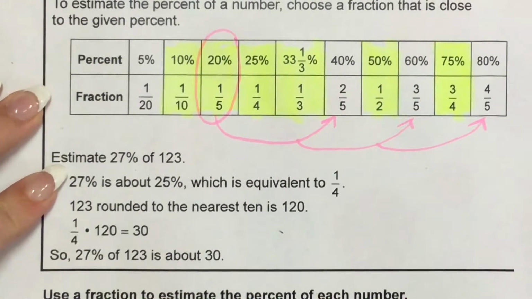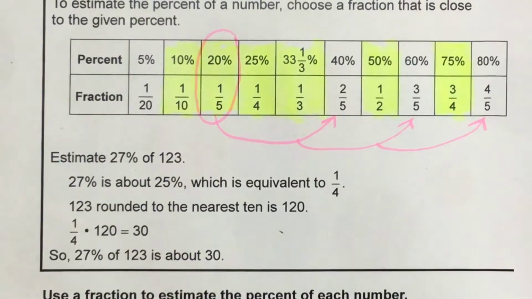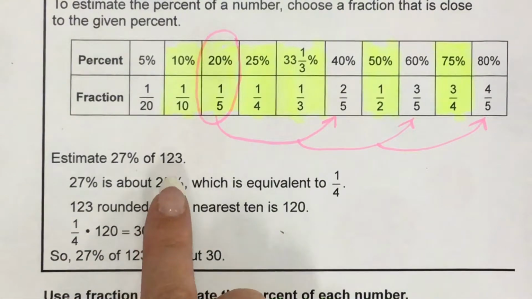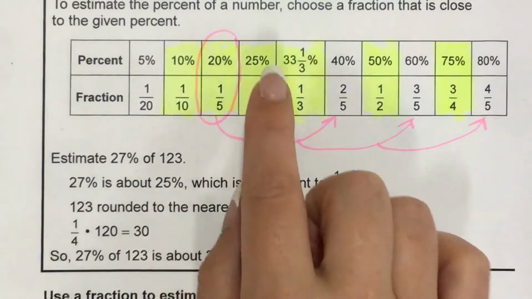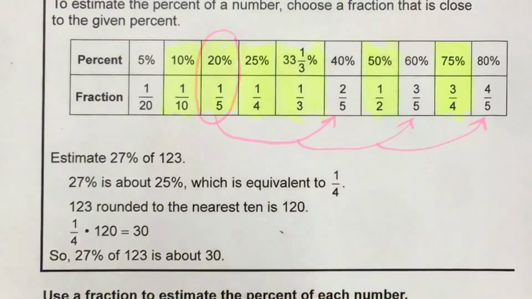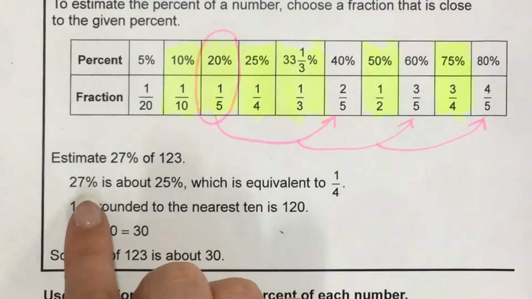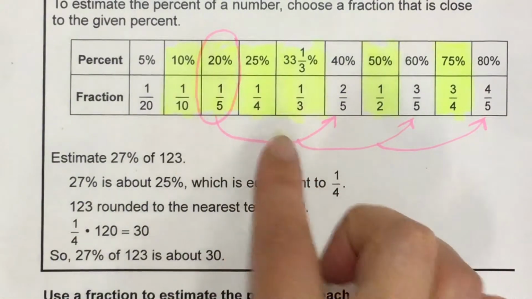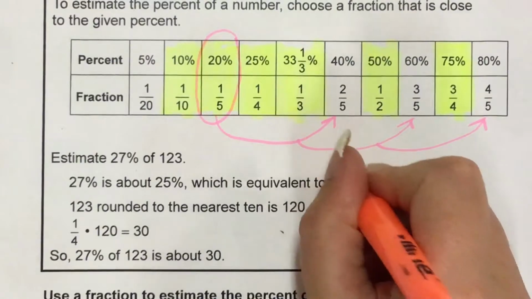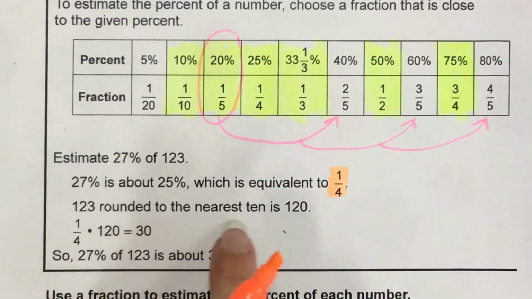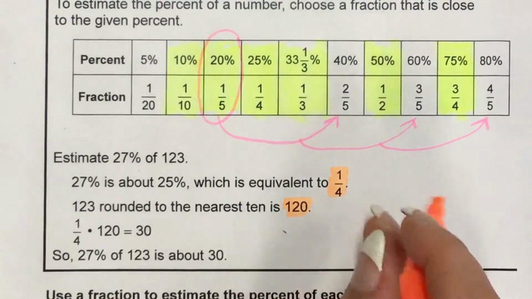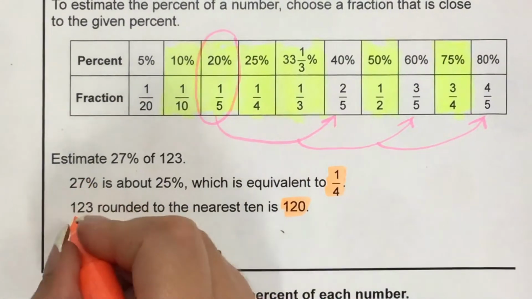Here we're going to estimate 27% of 123. When we look at 27%, I'm going to say 27% is about 25%. If we go up to our table, 25% is equivalent to 1/4. So we're estimating here. 27% is about 25%, and 25% is the same thing as 1/4. Now, 123 rounded to the nearest 10 is 120. So for an easy estimate, we can take 1/4 and multiply it by 120.